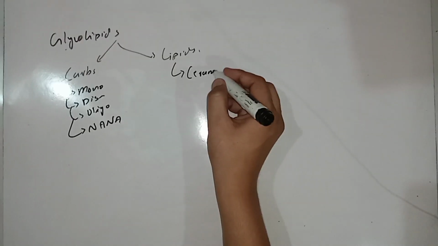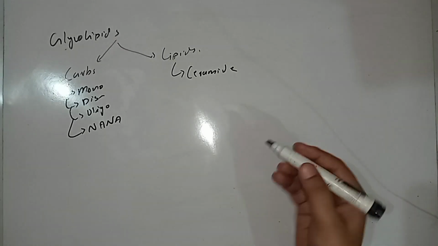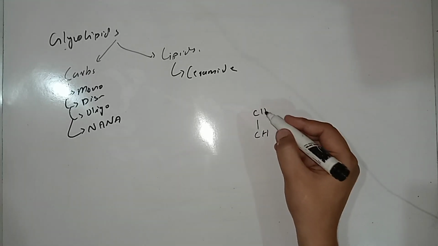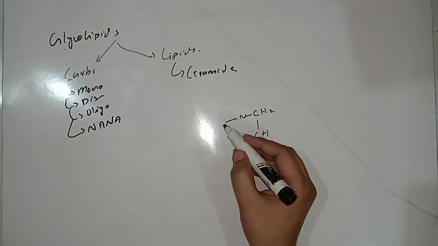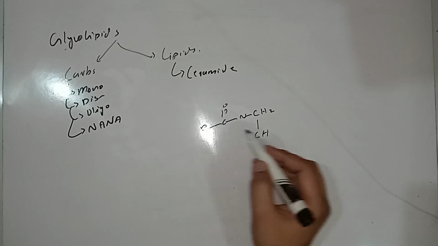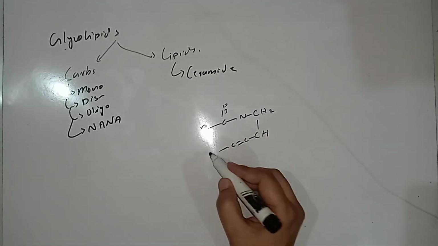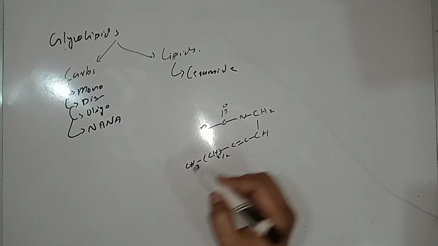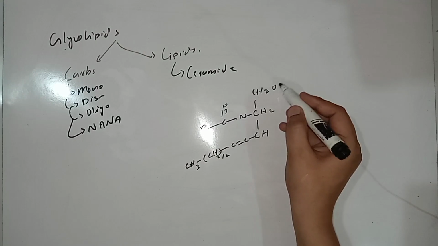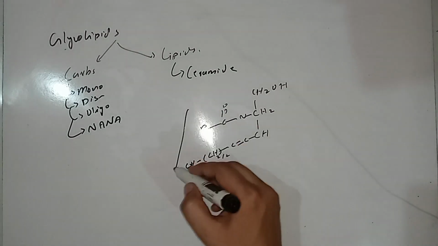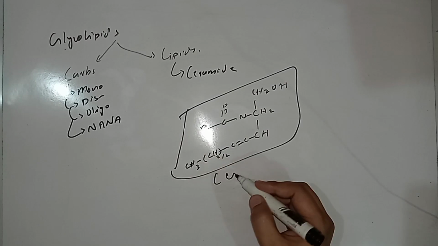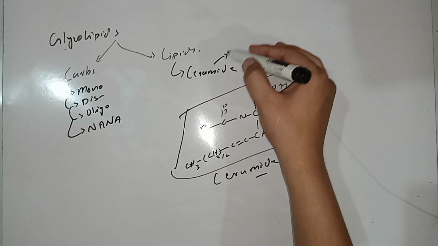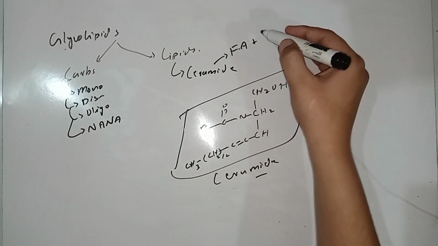So what was ceramide? Ceramide was basically a combination of the sphingosine. Here was a fatty acid, and here was C double bond C, CH2, 12, CH3, and here was CH2OH. So this was the structure of ceramide. The lipid backbone involved ceramide, and ceramide is basically a combination of fatty acid plus sphingosine.